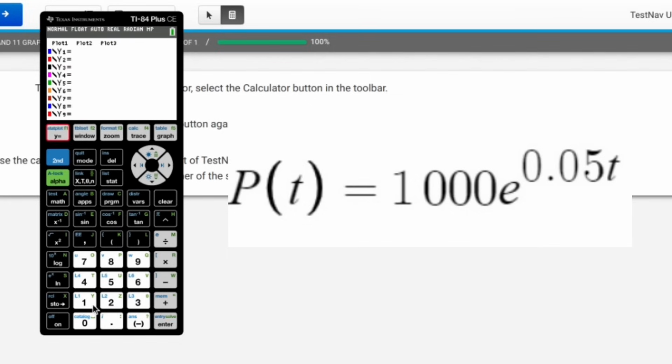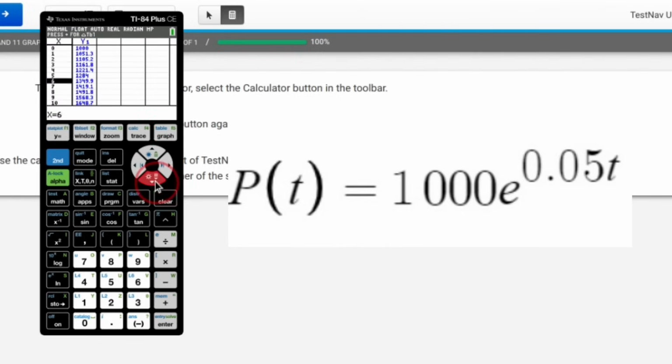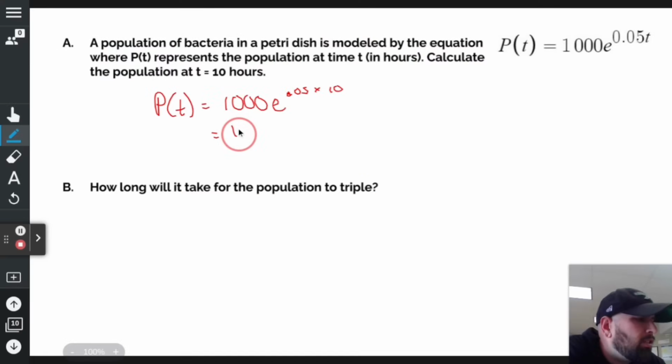What we're going to do is type in the equation y equals 1000, e to the, which is right here, second ln, e to the 0.05, which tells us we have a rate of 5%, times x. And if I hit graph, it's not going to give me anything because of that 1,000, but I don't really care about that. I just care about the population at t equals 10 hours. So if I hit second table, scroll down to 10, we have our guy. Our population at 10 hours of this bacteria is going to be 1648.721.